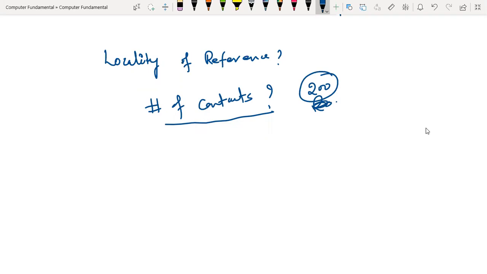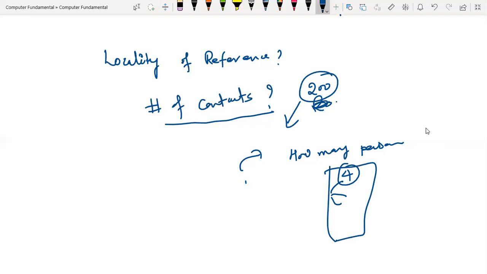Among these 200, how many persons do you call daily? Maybe 2, 3, or 4. Maybe 4, and you call these 4 persons repeatedly on a daily basis. Today you call, tomorrow you call again, maybe after 2 days you call. Only these 4 or 10 or 20 numbers. So among these 200 numbers, only 10 or 20 numbers you refer to daily or routinely, regularly.